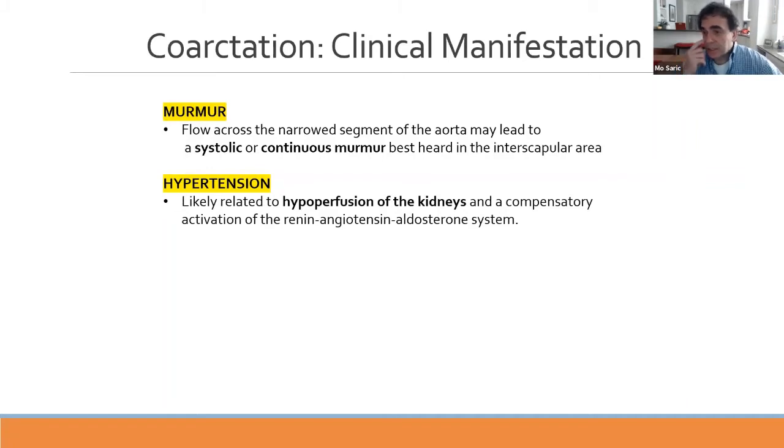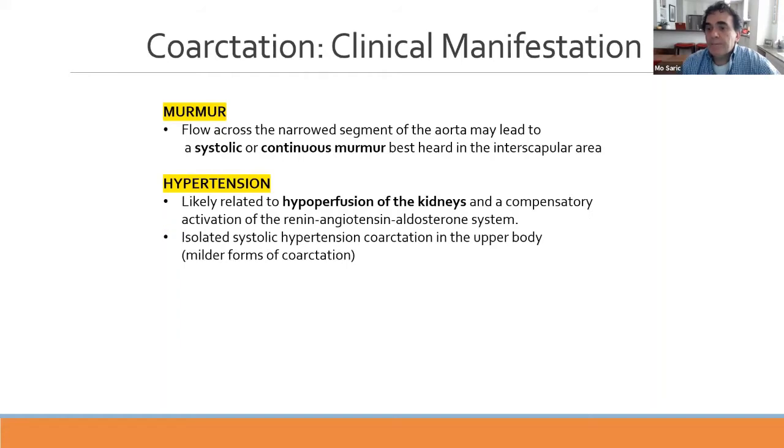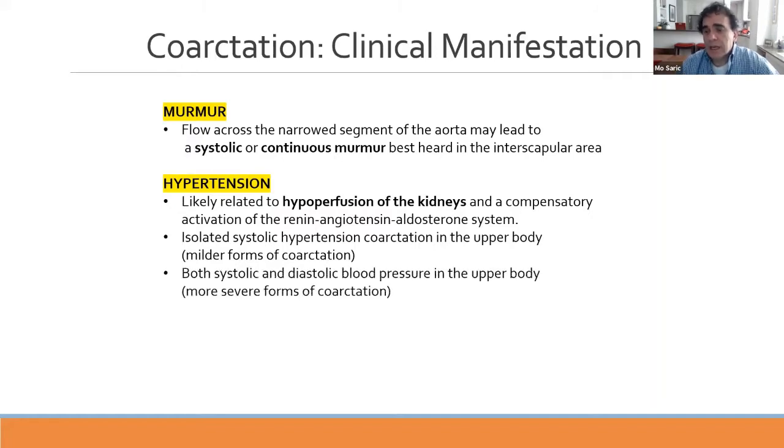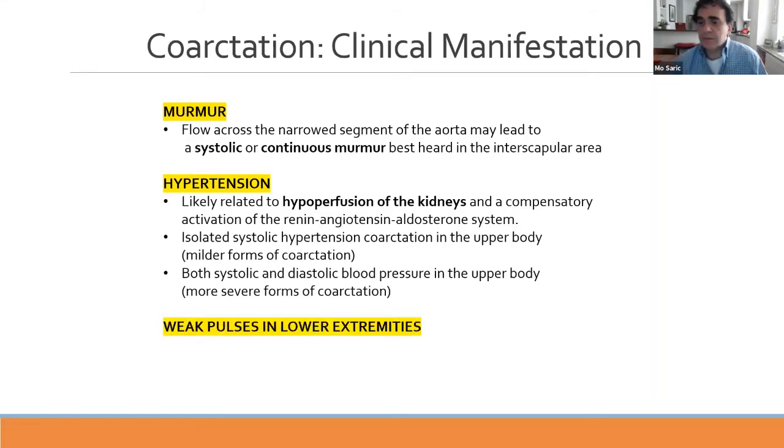And this hypotension is probably related to hypoperfusion of the kidneys and the compensatory activation of the renin-angiotensin-aldosterone system. And again, this hypertension is isolated systolic hypertension of the upper body, typically in milder form, but you can have both systolic and diastolic pressure elevation in the upper body with more severe forms of coarctation.